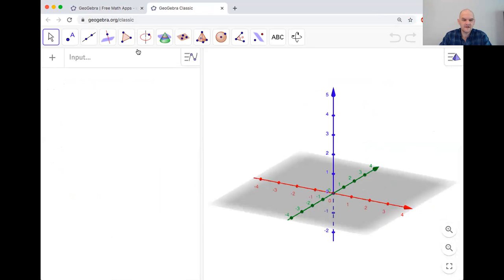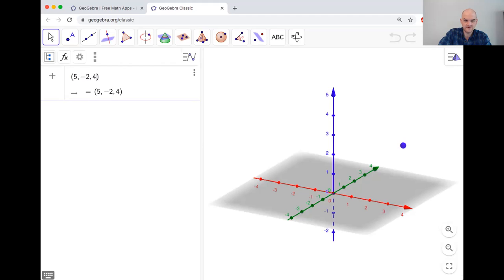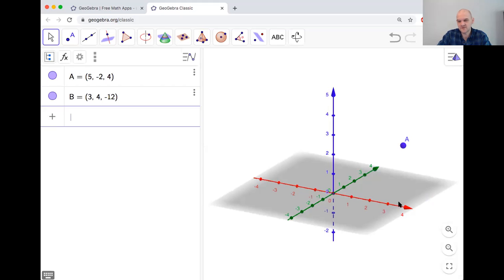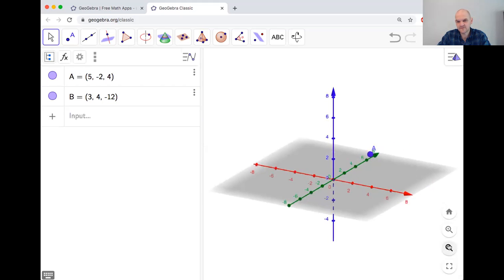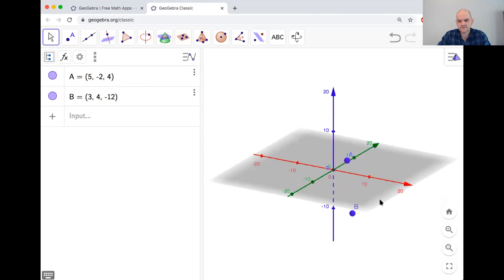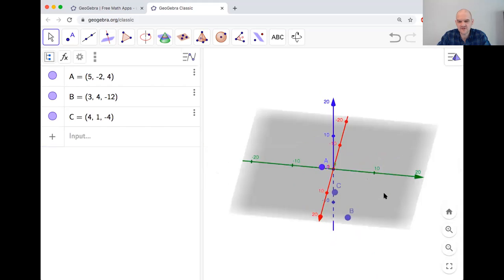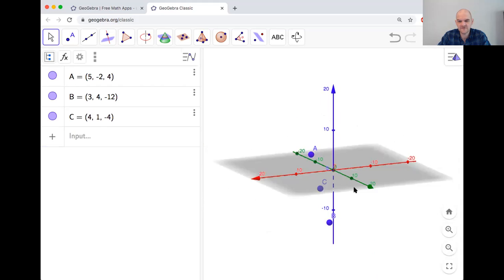All right, so what I want to do, I think I'm going to plot the 2 points, (5, -2, 4), and also (3, 4, -12). So I have a plan. What I'm going to do is plot the points. Okay, I'm going to plot the center, which I think is (4, 1, -4). And then just look and see, is that the midpoint? Yeah, that definitely looks like the midpoint.